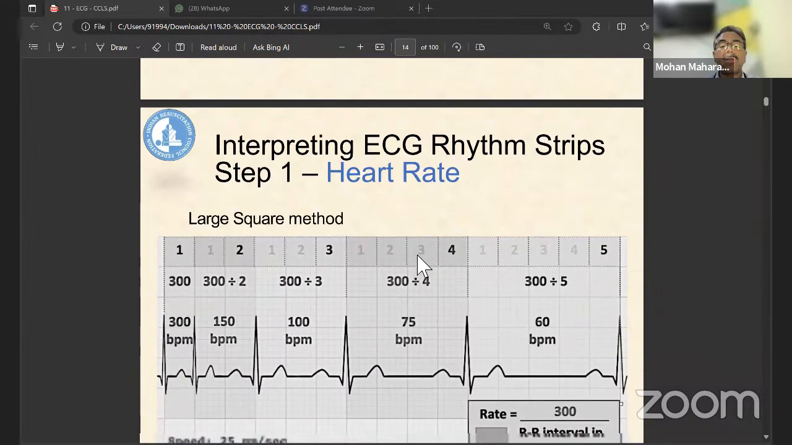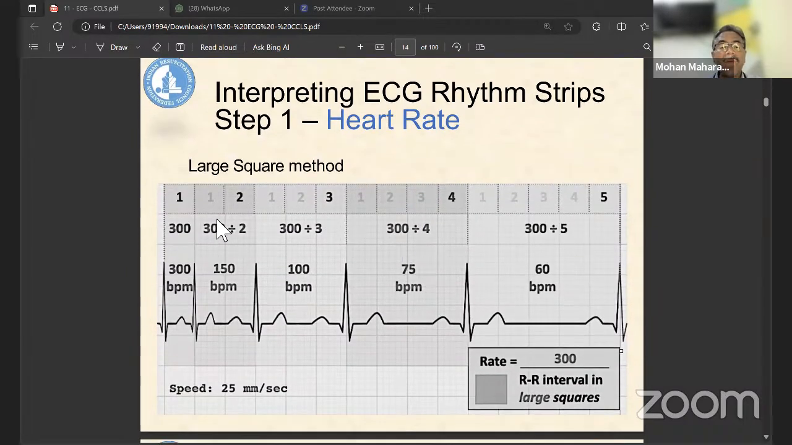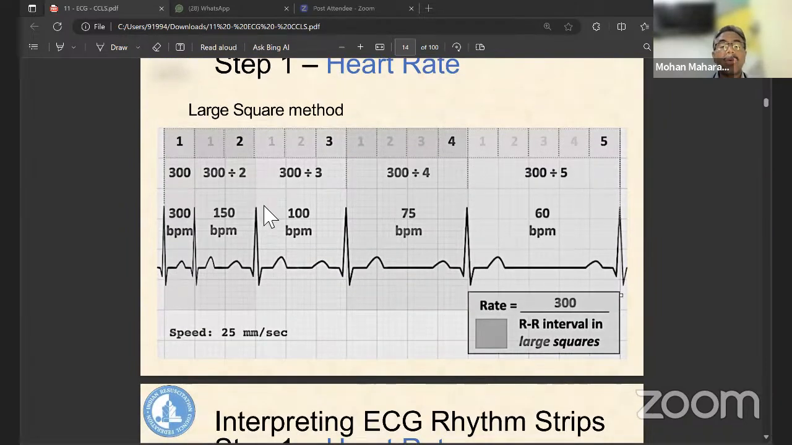Another way is to look at the strip. This is called the large square method. When you have only one large square between two QRS complexes, that means the heart rate is 300 per minute. If you have 2 large squares between the 2 QRS complexes, that means it is 150 beats per minute, because 300 divided by 2.